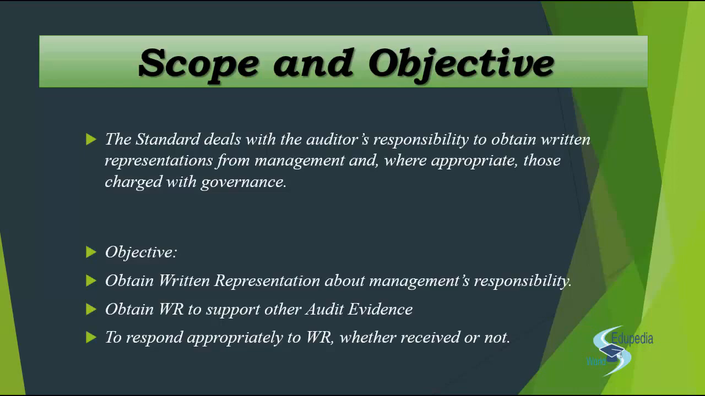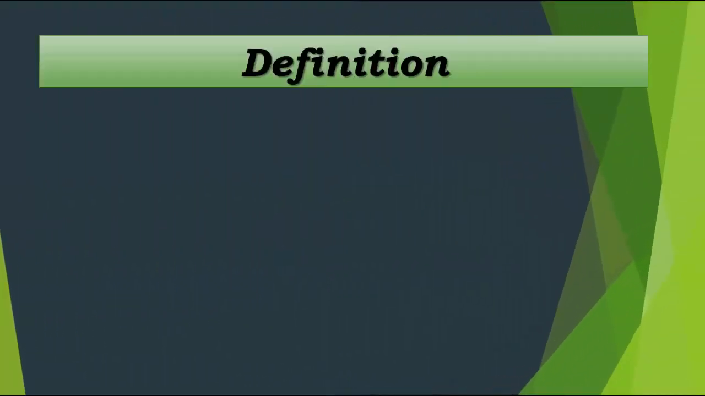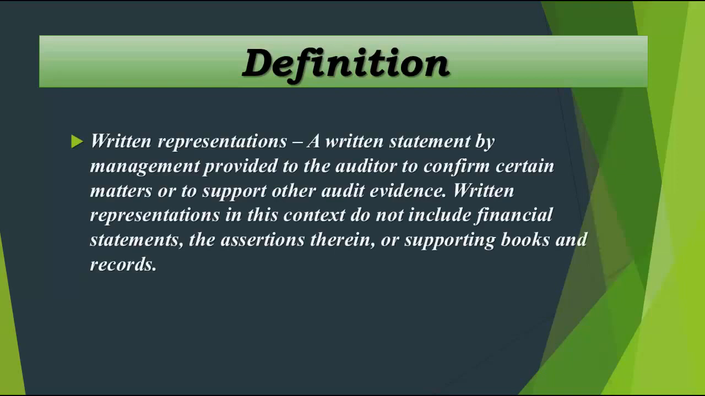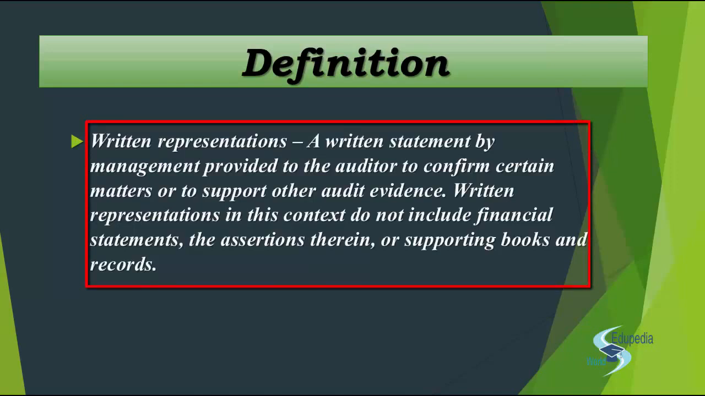Right? Now there's also one definition that the standard has provided us with, which is the definition of the written representation. As per the definition, it is a quoted text, so please don't doubt it. It says, written representation: a written statement by management provided to the auditor to confirm certain matters or to support other audit evidence. Written representations in this context do not include the financial statements, the assertions therein, or supporting books and records. Simple, straight. That means this definition covers your objective and also clarifies what is not a written representation.